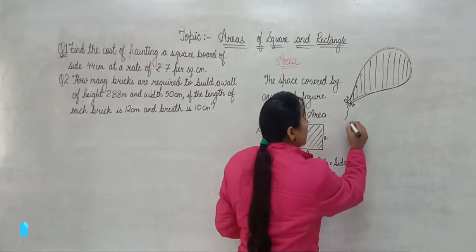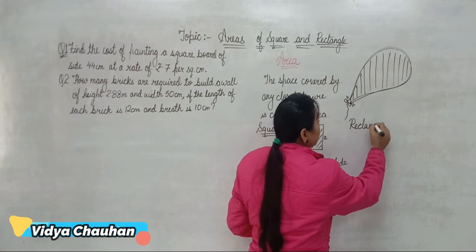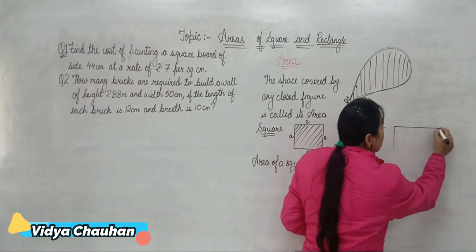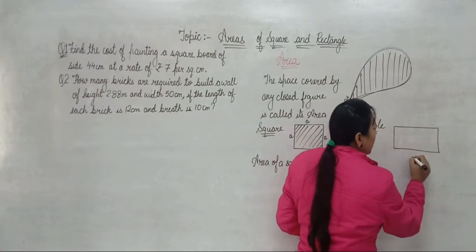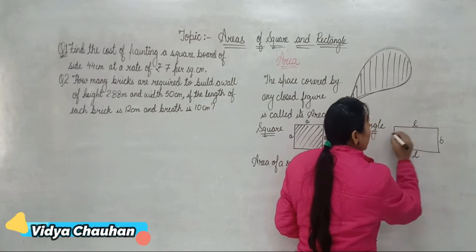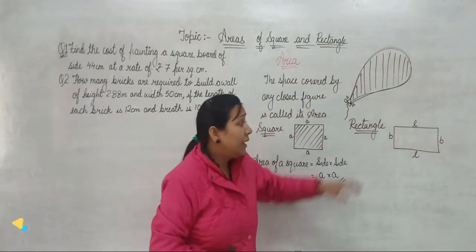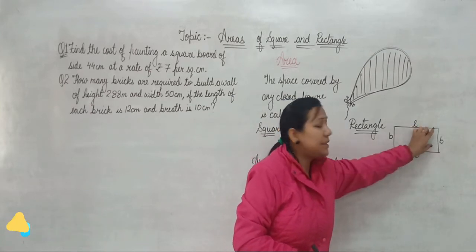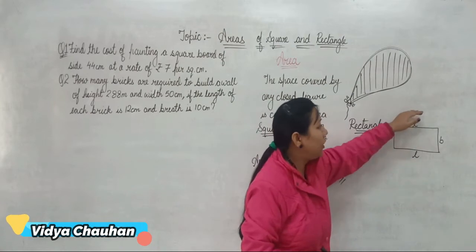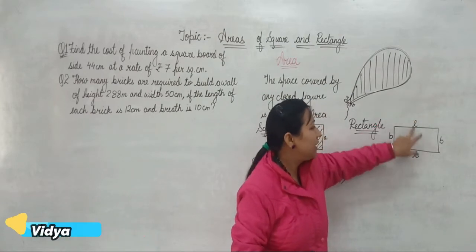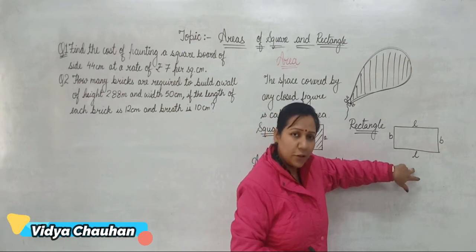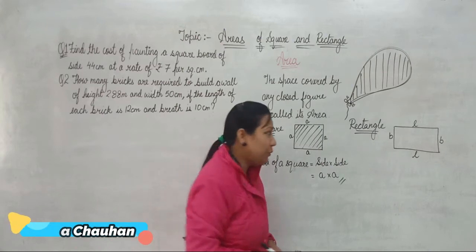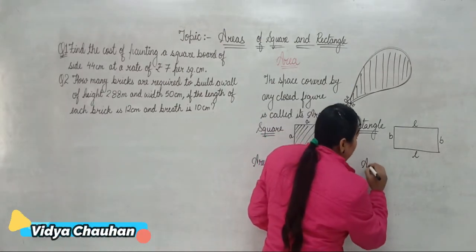Clear students? Coming to the second figure, which is a rectangle. Now if we talk about a rectangle, whose opposite sides are equal, as we have already discussed in the topic of perimeter of rectangle, the opposite sides we mention as length, the longer side, and breadth is the shorter side. So if this side is length, the opposite side is also length. The short form is small l. So L represents the length of the rectangle, B represents the breadth of the rectangle. Clear students? Now coming to the formula for area of rectangle.